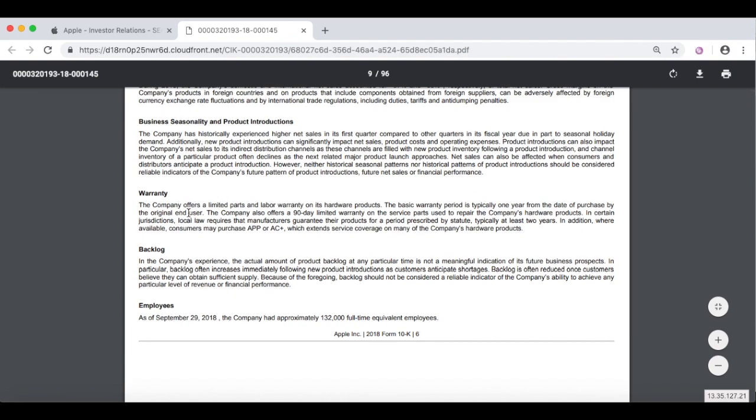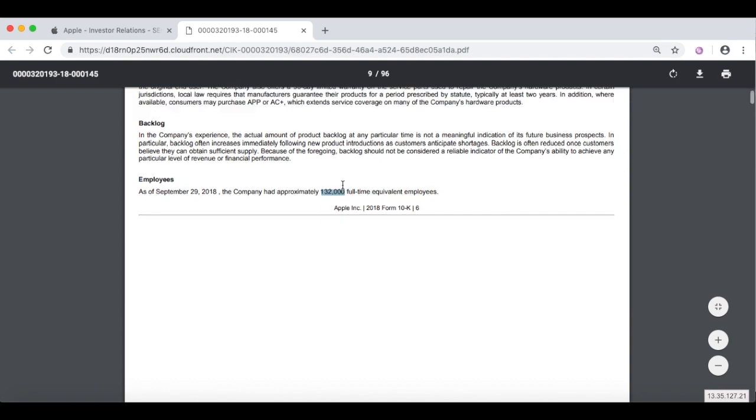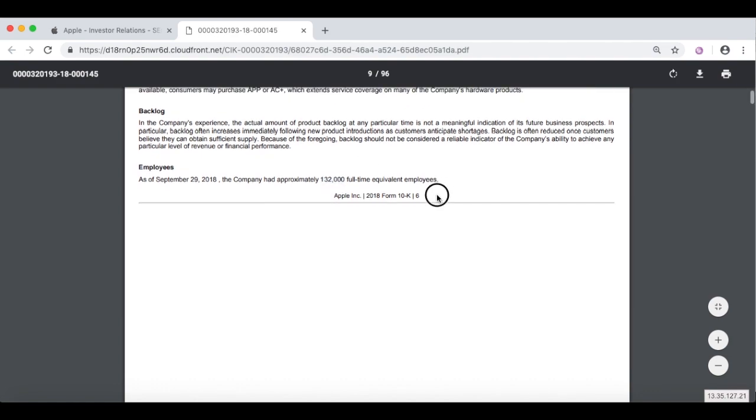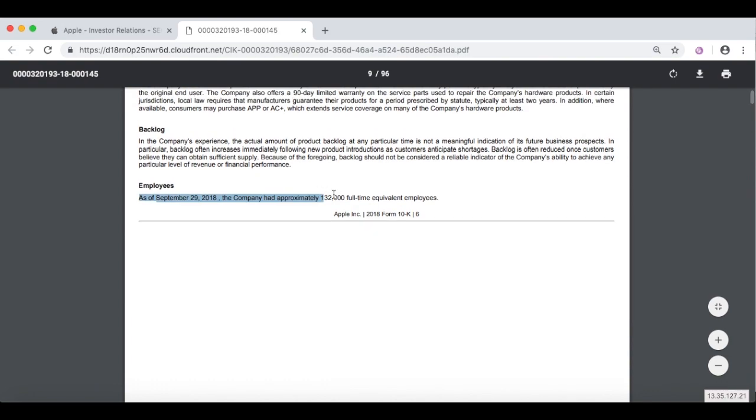Going through here, some of this stuff is really important. I love this. Employees, look at this, 132,000. A lot of you probably don't even live in cities that have 132,000. I don't think I do, actually, and I'm glad I don't. I used to live in much bigger cities. Gosh, that's a lot of people.